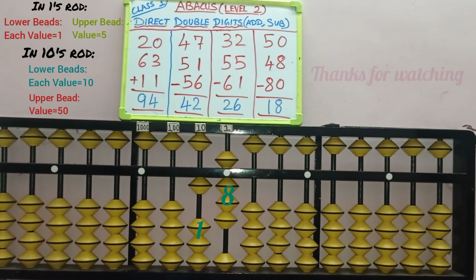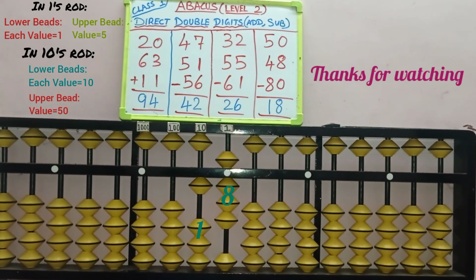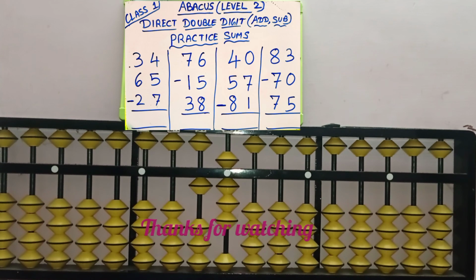So we have completed 4 problems in double-digit direct addition or subtraction. And these 4 problems are for your practice. Okay. You can try this using Abacus.